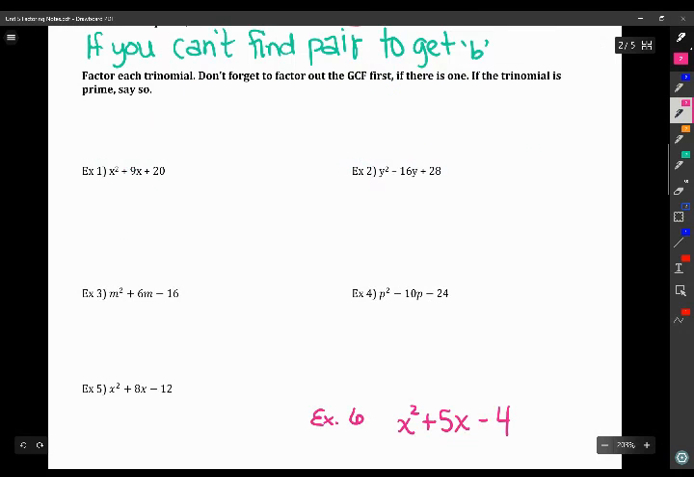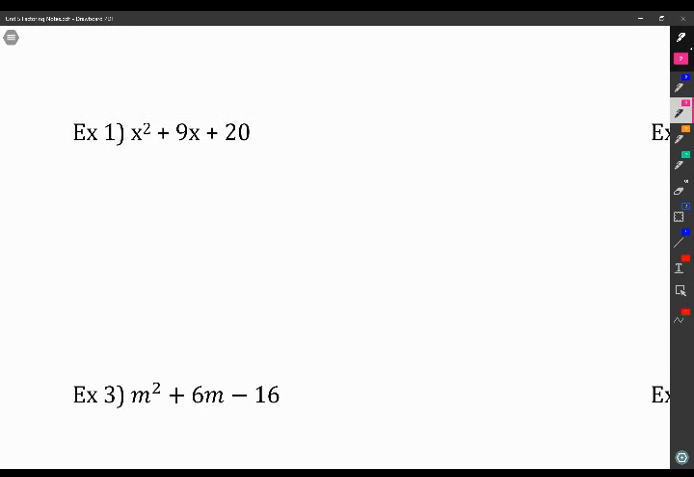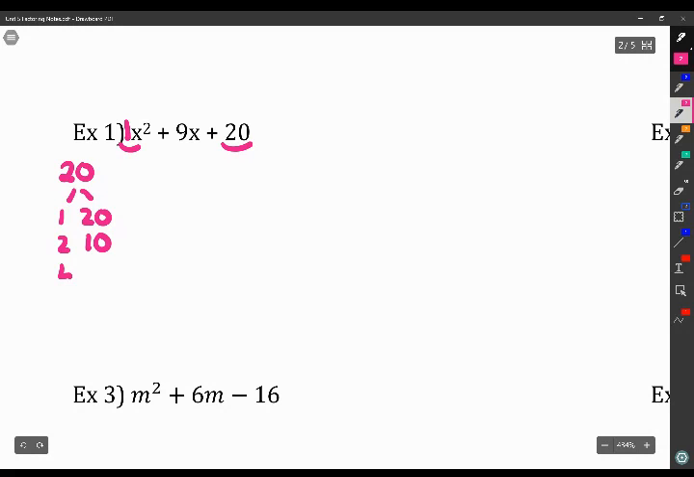So as we look at example 1, our first step is the same. Step 1 is, does it have a greatest common factor? And if it does, we take it out. In this case, especially today, none of them will have a greatest common factor. So we have a 1 here. We're going to go 1 times 20, which is 20. We list our factors of 20, which are 1 and 20, 2 and 10, 4 and 5.